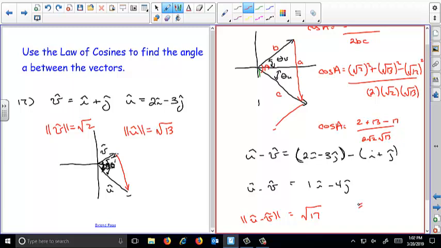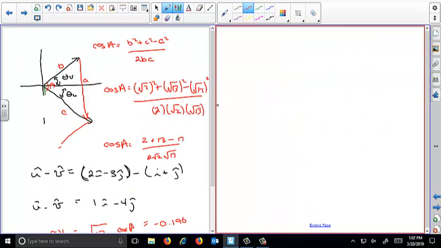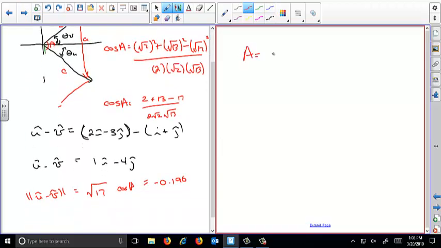And that number is, you get 2 plus 13 minus 17, that's negative 2, divided by 2, divided by the square root of 2, divided by the square root of 13. And I get negative 0.196. So the cosine of A is negative 0.196, and to find A, that's going to be the inverse cosine of negative 0.196. The inverse cosine is 101.3 degrees. And you can see the angle here is close to 90. I said it was going to be close to 90.